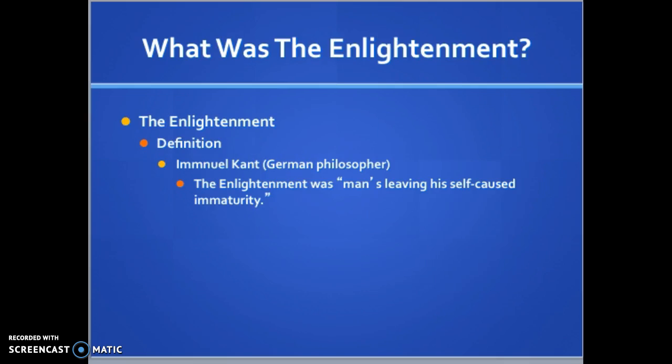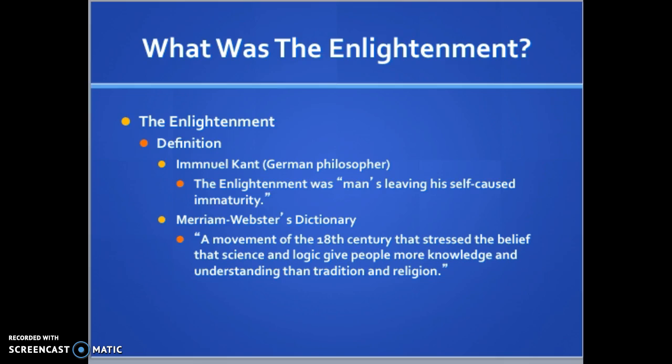Well, there are many definitions of the Enlightenment. Immanuel Kant, a German philosopher, argued that the Enlightenment was a man's leaving his self-caused immaturity. This is an interesting way of looking at it, as it implies that humanity had been intentionally holding back ideas and progress. In a way, he is correct. The Church had long been hostile to ideas that seemed to contradict Church doctrine. Moreover, feudalism enforced the inequality of human society and prevented the lower classes from advancing.